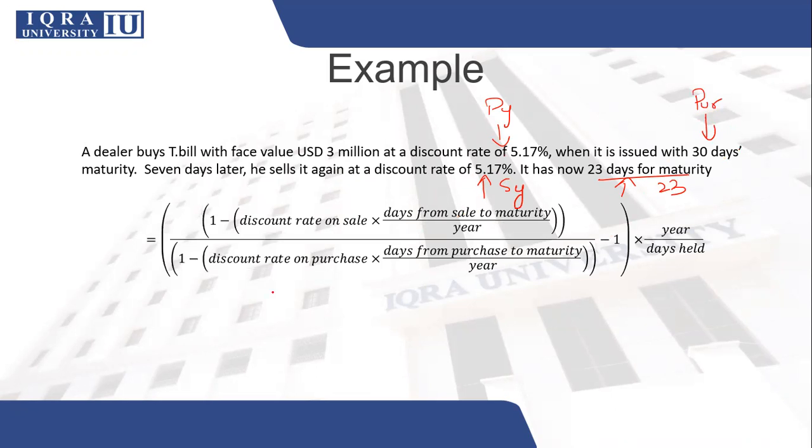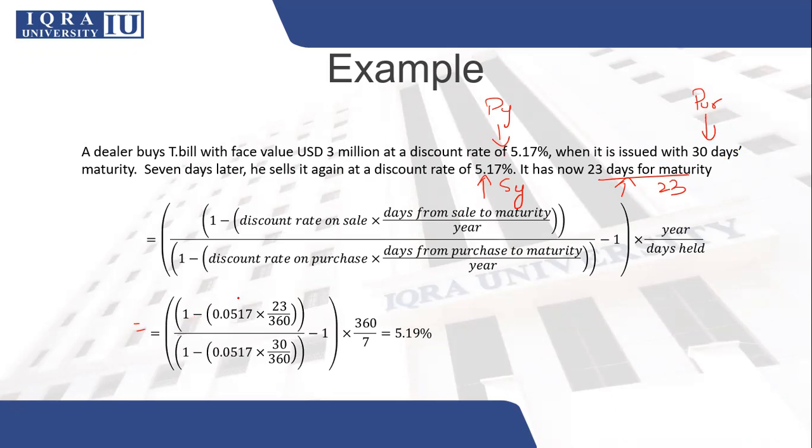Let's use the formula. So I'll plug in the values with you. Now over here, the sale and the purchase yield are the same. Days from sale to maturity: there are 23 days to maturity when the investor is selling it. So you have 23 over here. Days from purchase to maturity: when he bought it, he had 30 days till its maturity. So you have 30 over here. How many days did he hold it? He held it for 7 days. So this will be 5.19%.